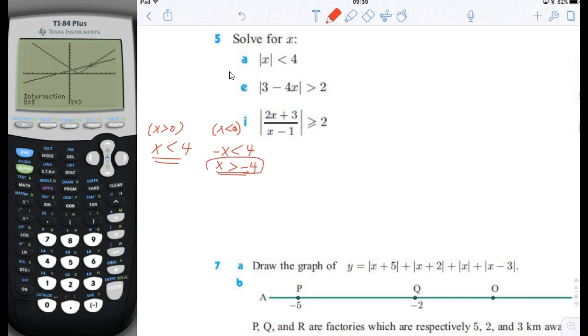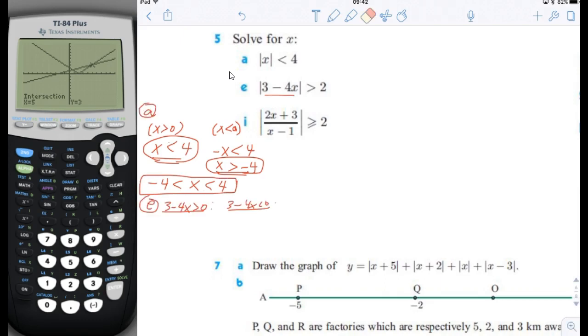So there are two parts to this: the x is less than 4 solution, and the x is greater than -4 solution. In this case, you can satisfy both of these at the same time, right? So you can rewrite it as a single inequality expression. Now we'll do E. There are two cases for E: the inside of the absolute value sign being greater than 0, that's one of the cases, and the inside of the absolute value sign being less than 0, that's the other case.